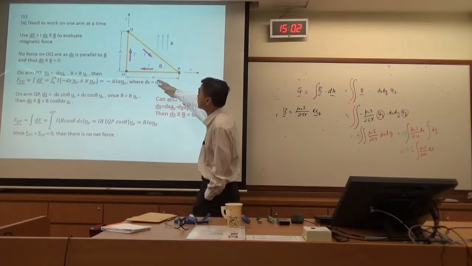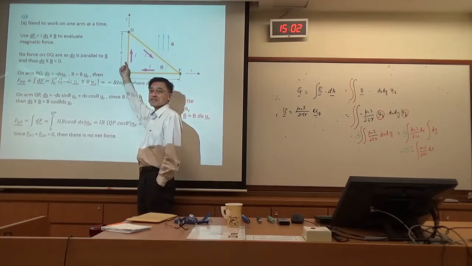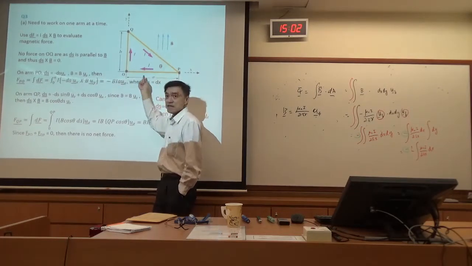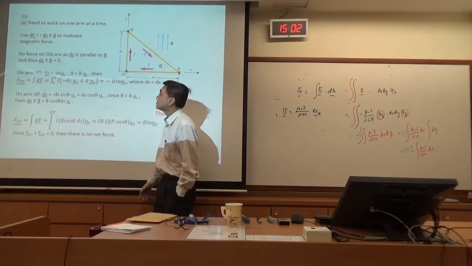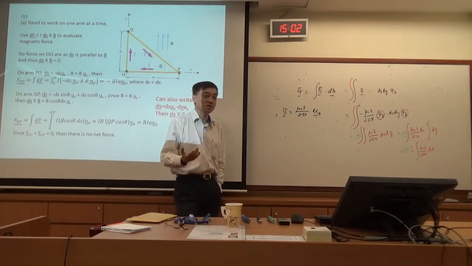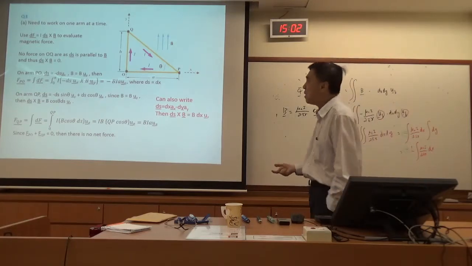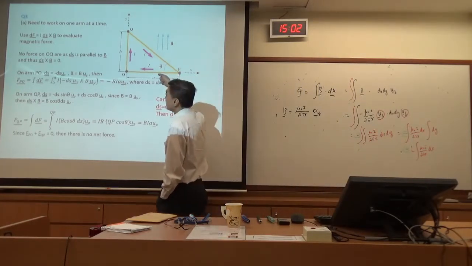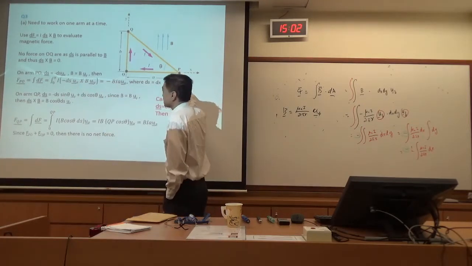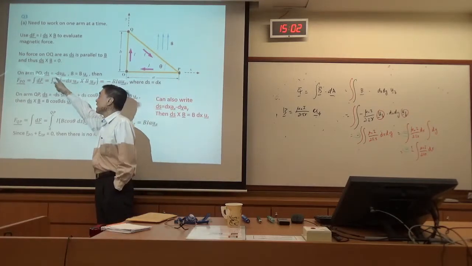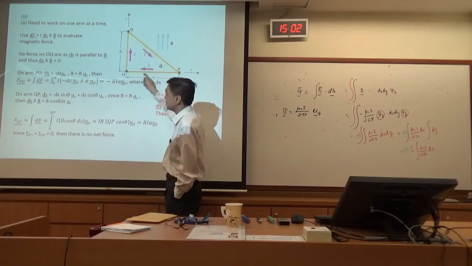Okay, no force on OQ because ds is in that direction. B is also in that direction. ds and B are parallel. So force is equal to 0 because ds cross B is equal to 0. Now, on arm PO, ds equal to minus ds ux. B is equal to B uy.